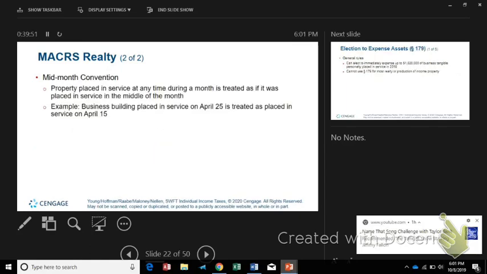Under mid-month, property placed in service anytime during a month is treated as if it was placed in the middle of the month. So a building placed in service April 25th would be treated as April 15th. There's not a lot of that, but one of your schedules, which was Exhibit 8.8, is mid-month. And that is a lot more work, but that's going down to the detail of putting things into place.